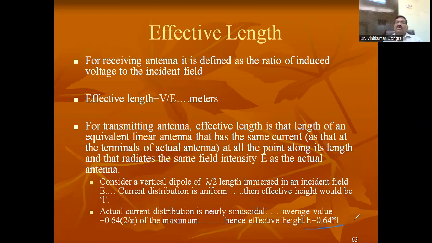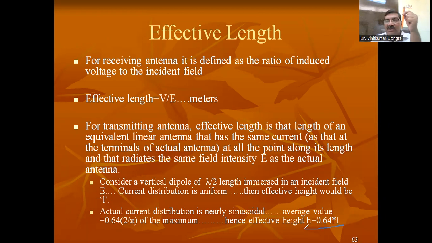0.64 into L. L is the physical length of the antenna. The example given is a dipole. What is a dipole? It is simply a line, a wire. So this is the dipole. For a dipole antenna, suppose this is 10 centimeters. This is the actual physical length.